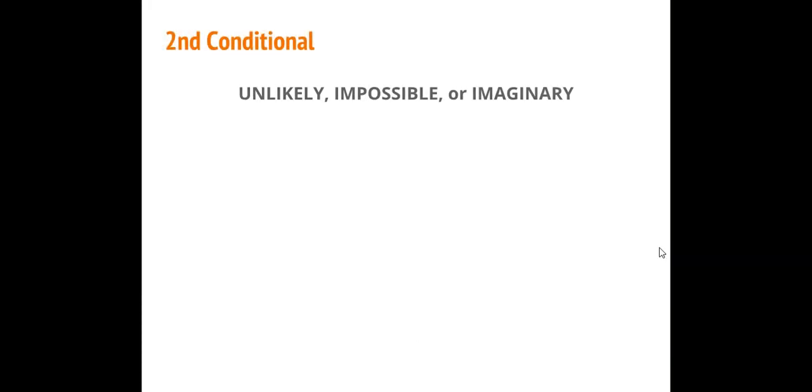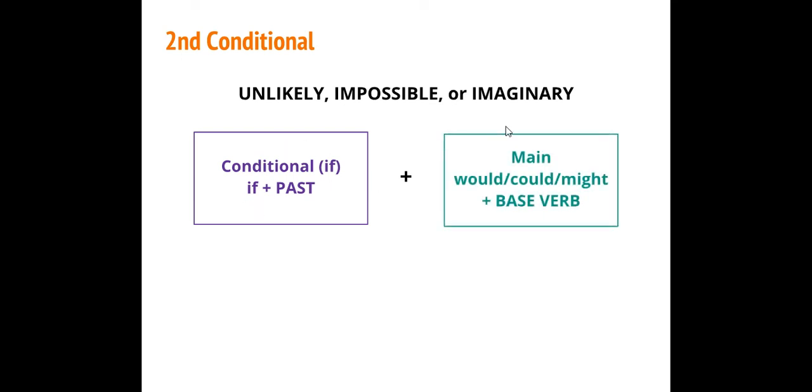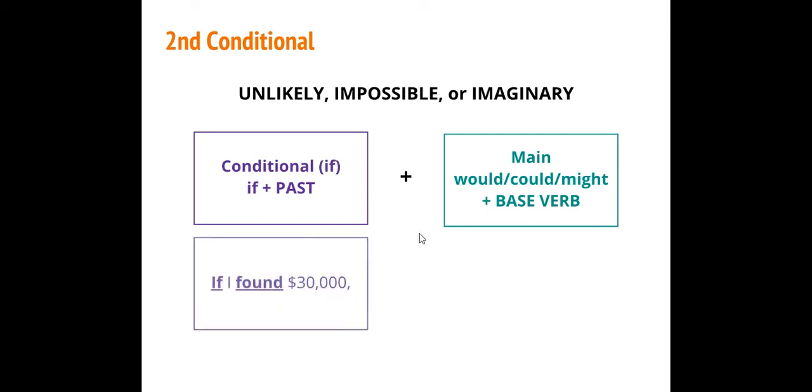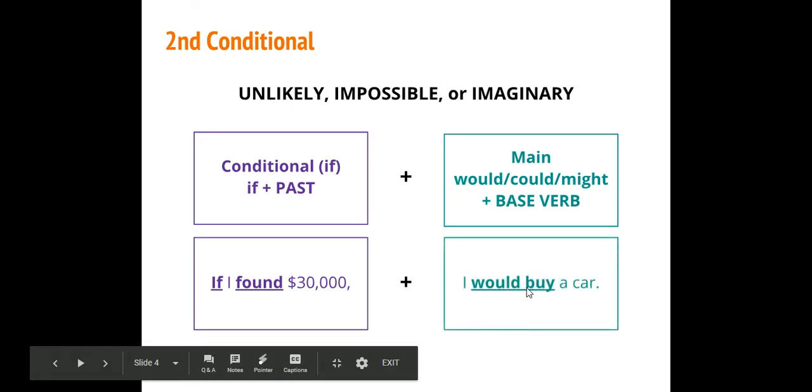Second conditional, however, we use this one for unlikely, impossible, or imaginary situations. So it's if plus the simple past for our conditional statement, and then would, could, might, or modals, plus a base verb. Okay, so if I found $30,000, this could happen, but it's very unlikely, right? No one is going to drop $30,000 on the street. Right? So if I found $30,000, I would buy a car. Right? And unlikely, if plus past, then modal, would, plus base form, buy.